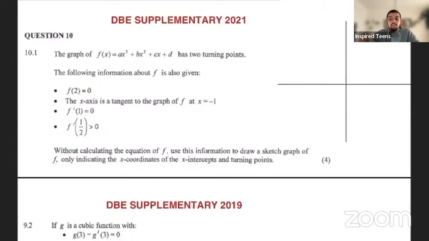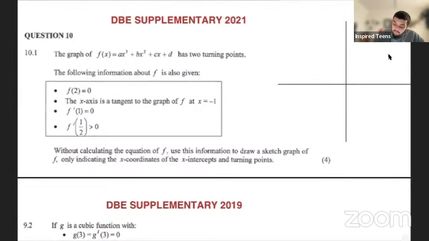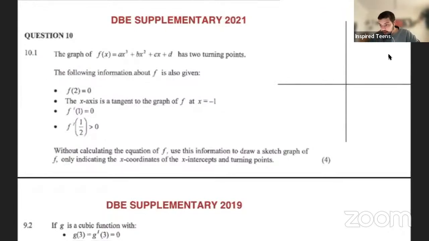So this is sketching a cubic function when you do not have to formulate the equation. You don't have the equation, so you're not forming the graph from the equation. You're not finding the x turning points and intercepts in the traditional way. You're just given certain information, and you're asked to sketch the graph. So the key here is understanding what each of these things mean. So let's go to the first one.